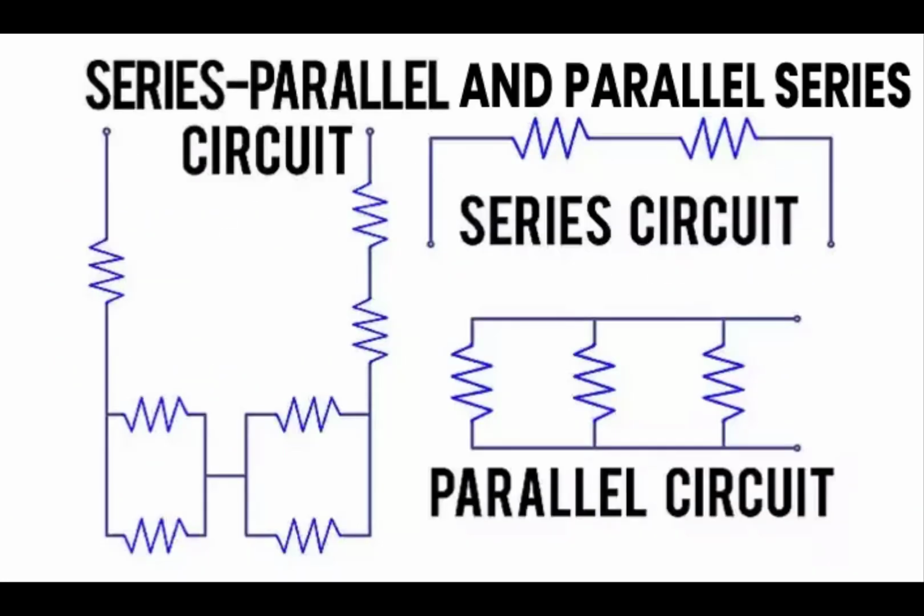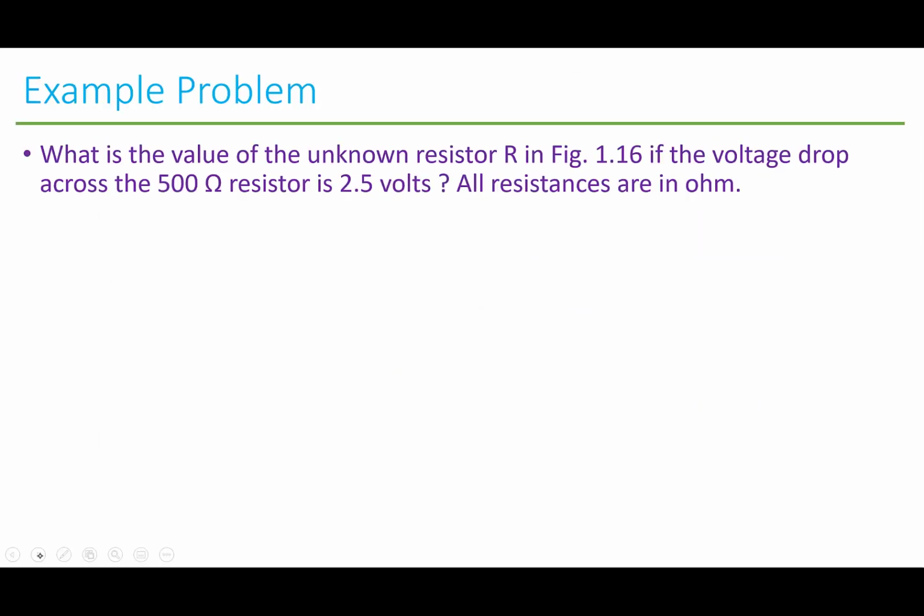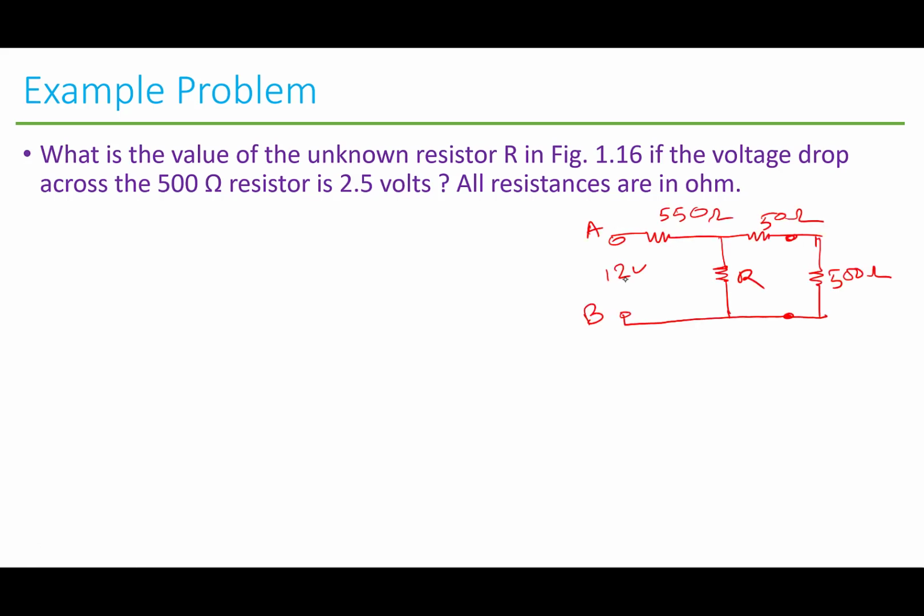Now let's see some series parallel circuits. To solve this kind of problem, you have to identify which components are connected in series and which components are connected in parallel, and then attack it accordingly and solve the circuit. Now we have a circuit with a 12 volt source across the terminals. So what is the value of the unknown resistor R in this figure?